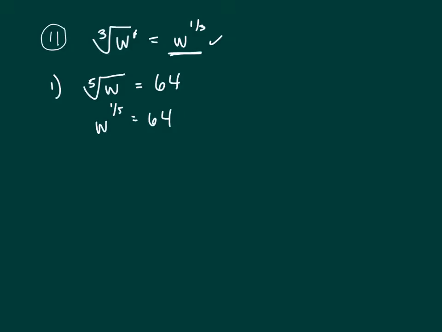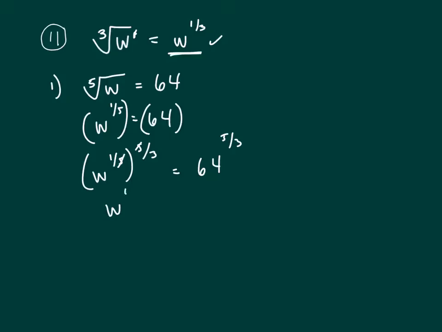So what can I raise both sides to where I'll be left with a 1/3 power? So w to the 1/5, I need that 5 to cancel out and be left with a 1/3, so 5/3. But you got to do both sides, 64 to the 5/3. When you have a power to power, you multiply. So you see how the 5's cancel, and you're left with w to the 1/3 equals 64 to the 5/3.